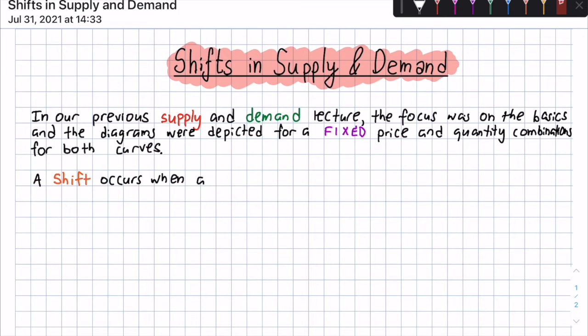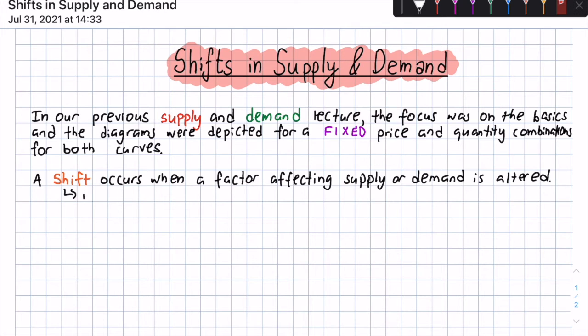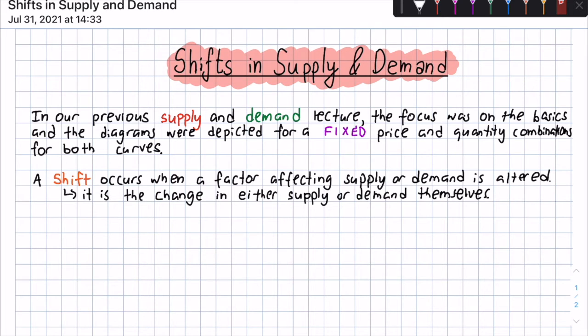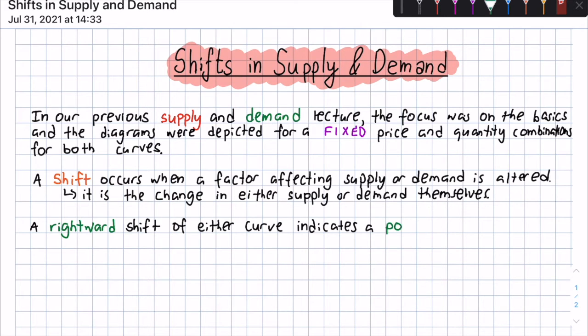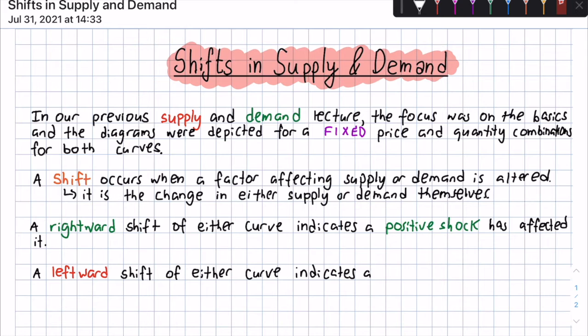So a shift occurs when a factor affecting supply or demand is altered, and we'll cover some of these a little bit later. It is the change in either supply or demand themselves, and this shows us a parallel shift. So a rightward shift of either the supply or demand curve, doesn't matter which one, indicates a positive shock has affected it. A leftward shift, however, of either curve indicates a negative shock which has affected it.